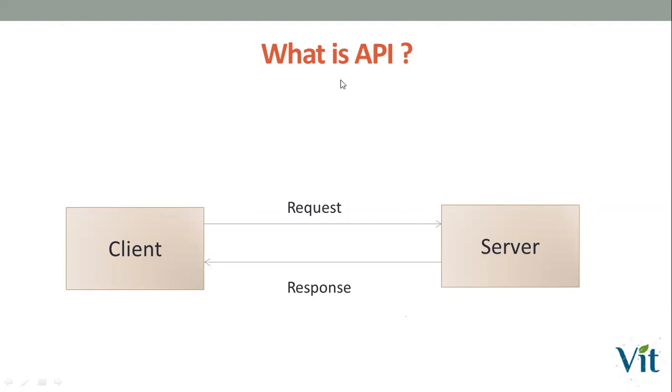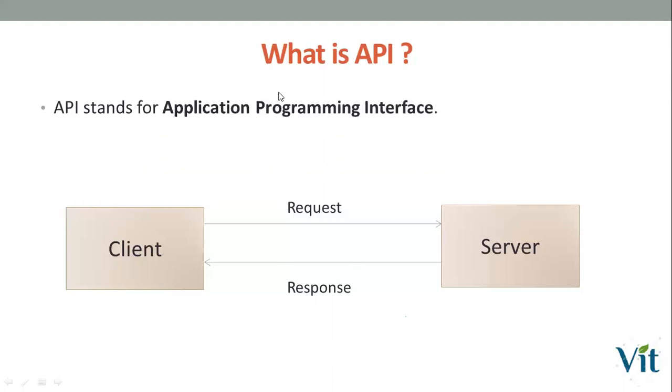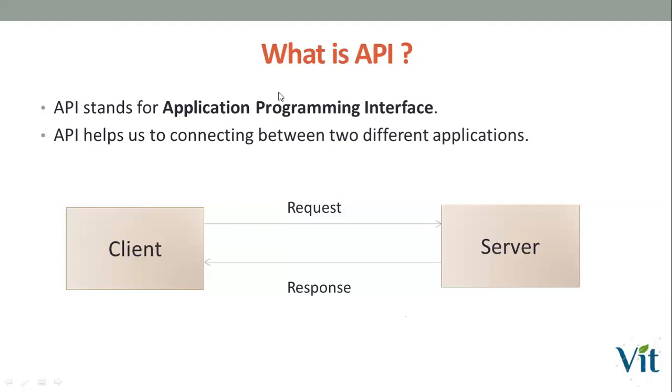So what is an API? API is nothing but an application programming interface. What it will do is help us connect between two different applications. I'll show you practically so that you will get to know.